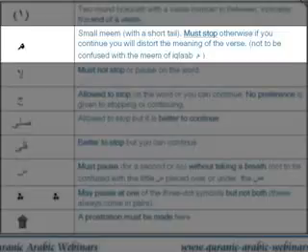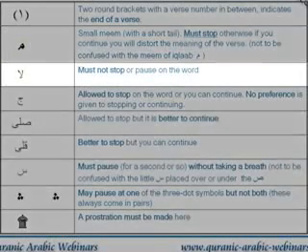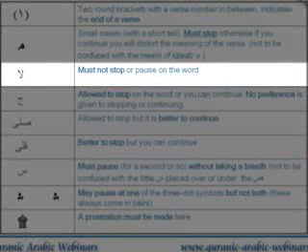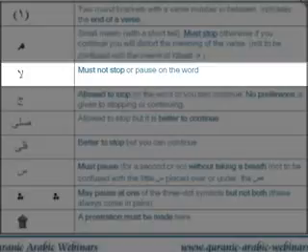Just note the way that meem looks. It's as if the tail's been chopped in half. And this one means you must stop. Very important one. The next one is the Lam Alif. Now that says must not stop or pause on the word.